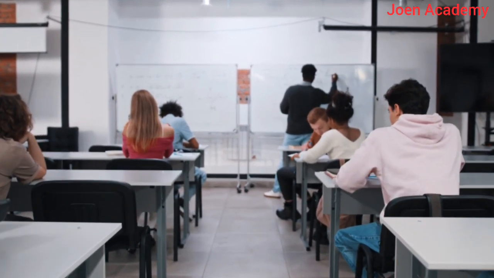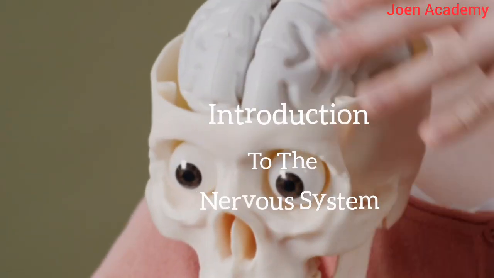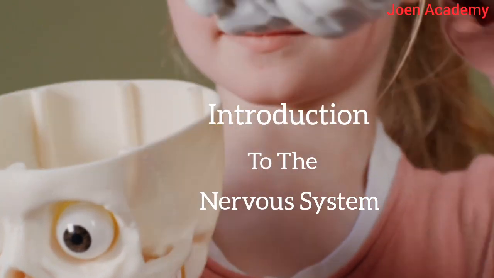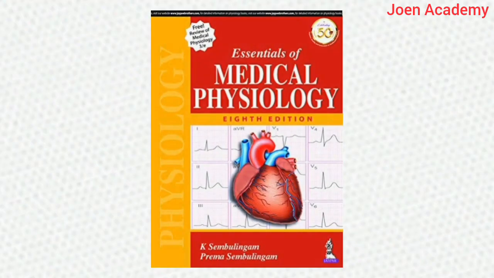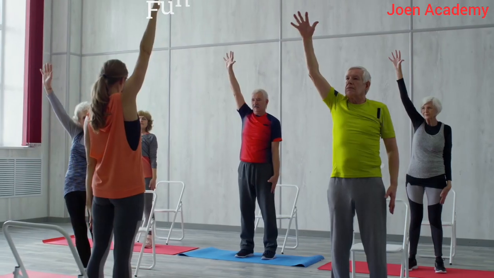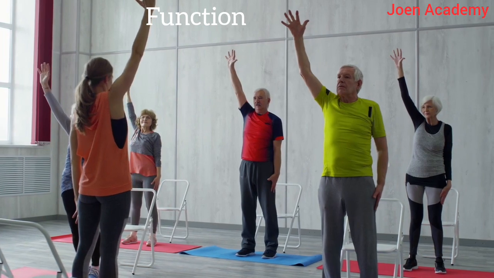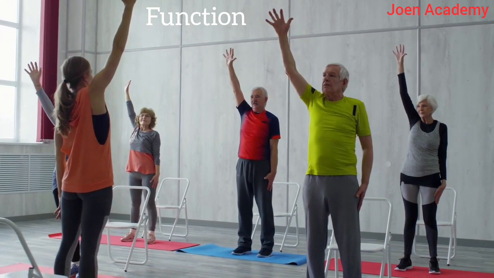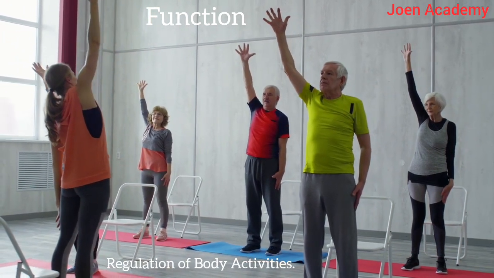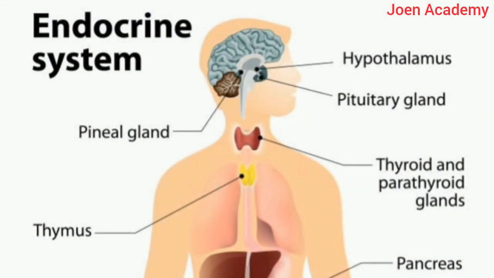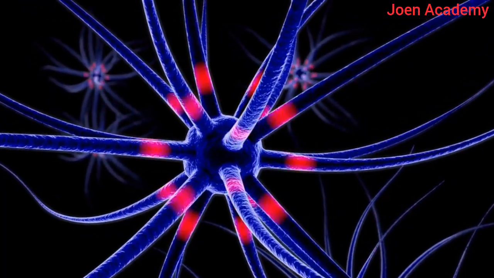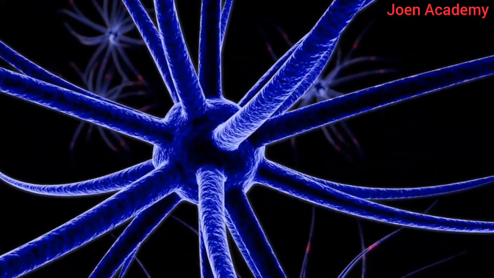In this video, we'll be looking at the introduction to the nervous system. Our basic material source for this lecture is going to be Essentials of Medical Physiology by K. Sembulingam and P. Sembulingam. So what is the major function of the nervous system? The major function of the nervous system is basically the regulation of the activities of the body. Although other systems like the endocrine system also regulate the activities of the body, the nervous system regulates the activities of the body faster than the endocrine system.